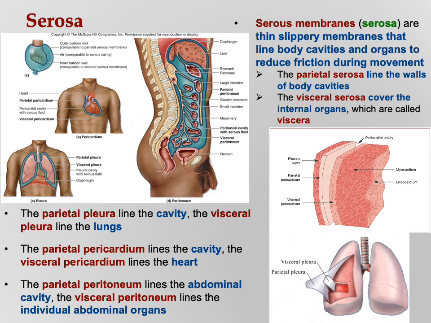The peritoneum, the parietal and visceral peritoneum, line your abdominal cavity and your individual abdominal organs. So in the upper left, you can see a sagittal view of your abdominal cavity. See, there's a liver on the top, then you can see stomach and pancreas, large intestine, small intestine. See how there's a dark line that goes around each individual organ? That would be the visceral peritoneum. And then notice there's a dark line that goes around the entire cavity. That is the parietal peritoneum. And in between the two is the peritoneal cavity.